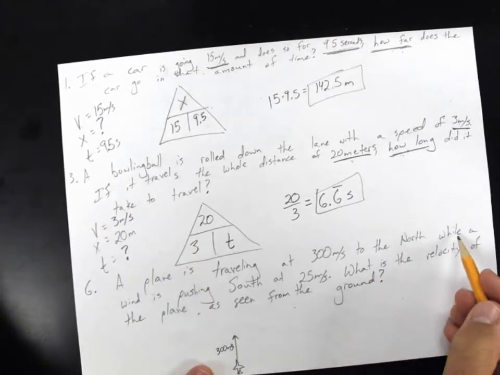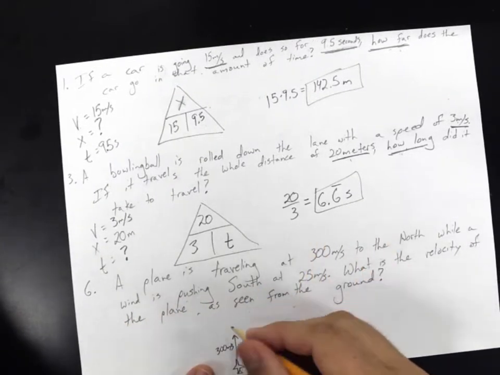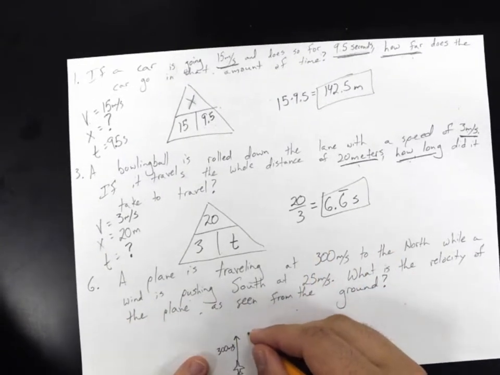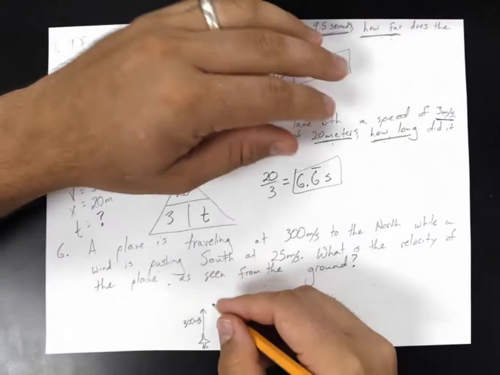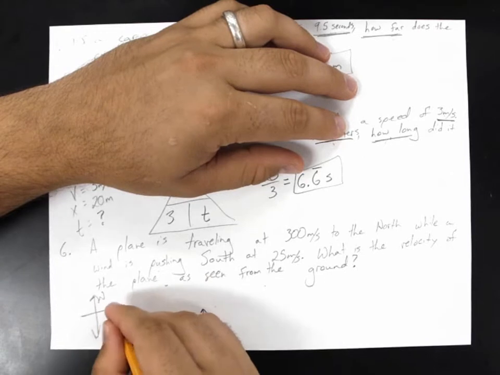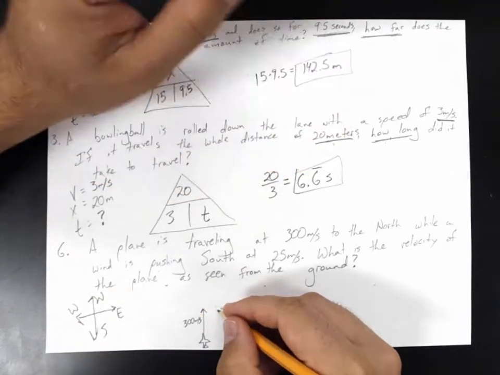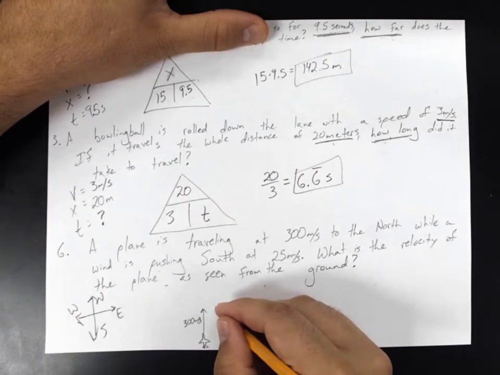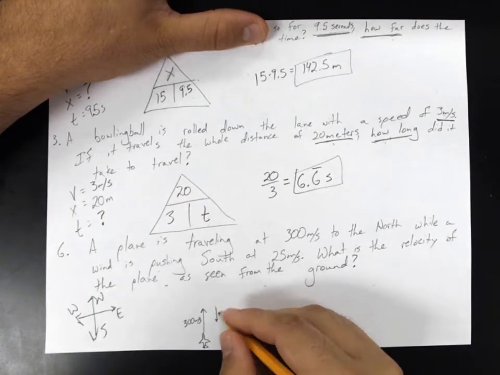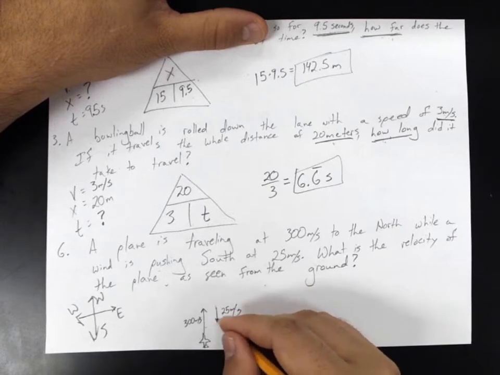Now, it says, while a wind is pushing south at 25 meters per second. Well, south we know is downward on a piece of paper, right? North, south, east, west. So we've got a wind going south. I'll draw it right next to it, and that is going to be going 25 meters per second. These arrows are not to scale.